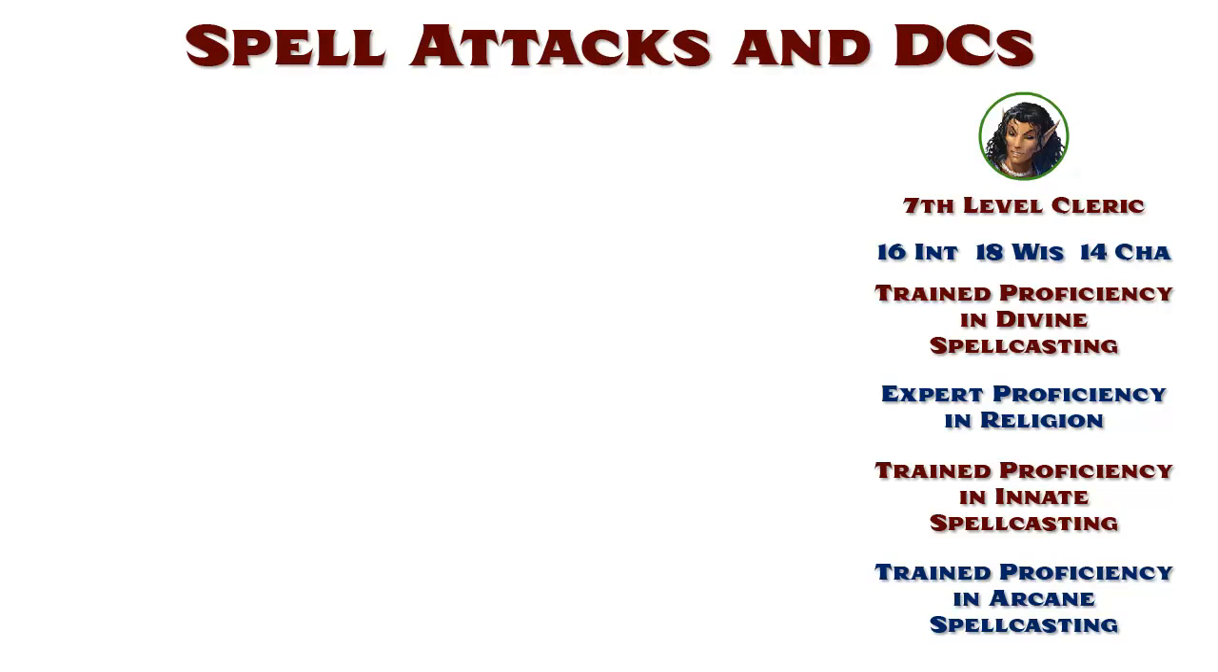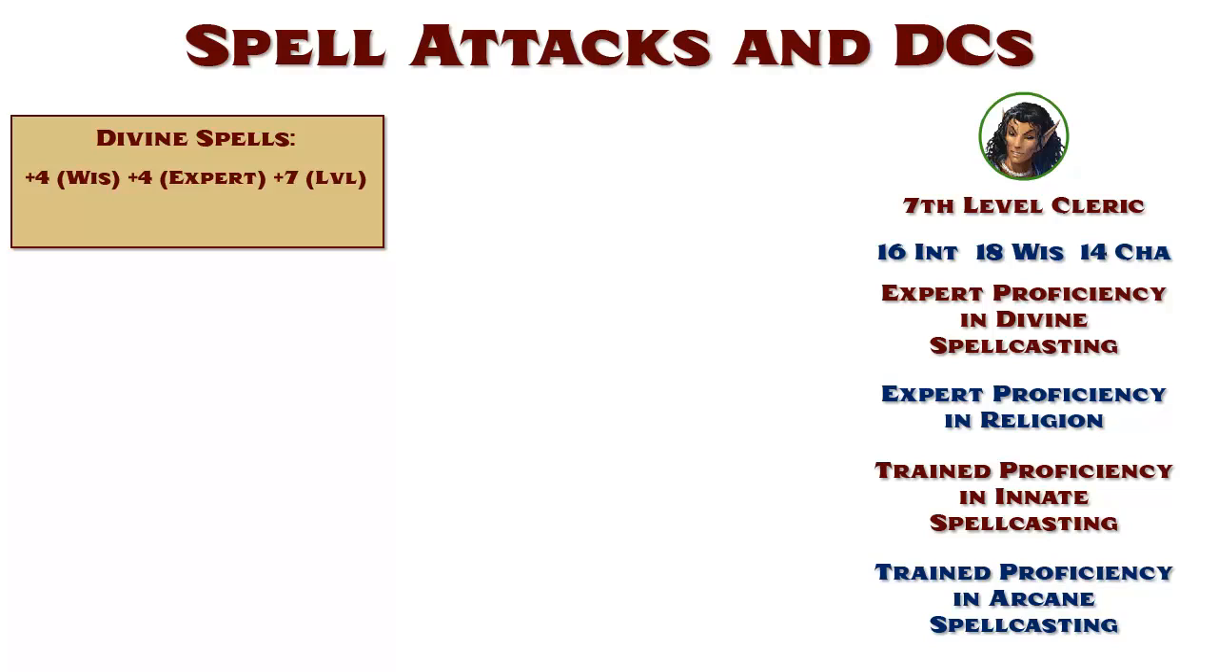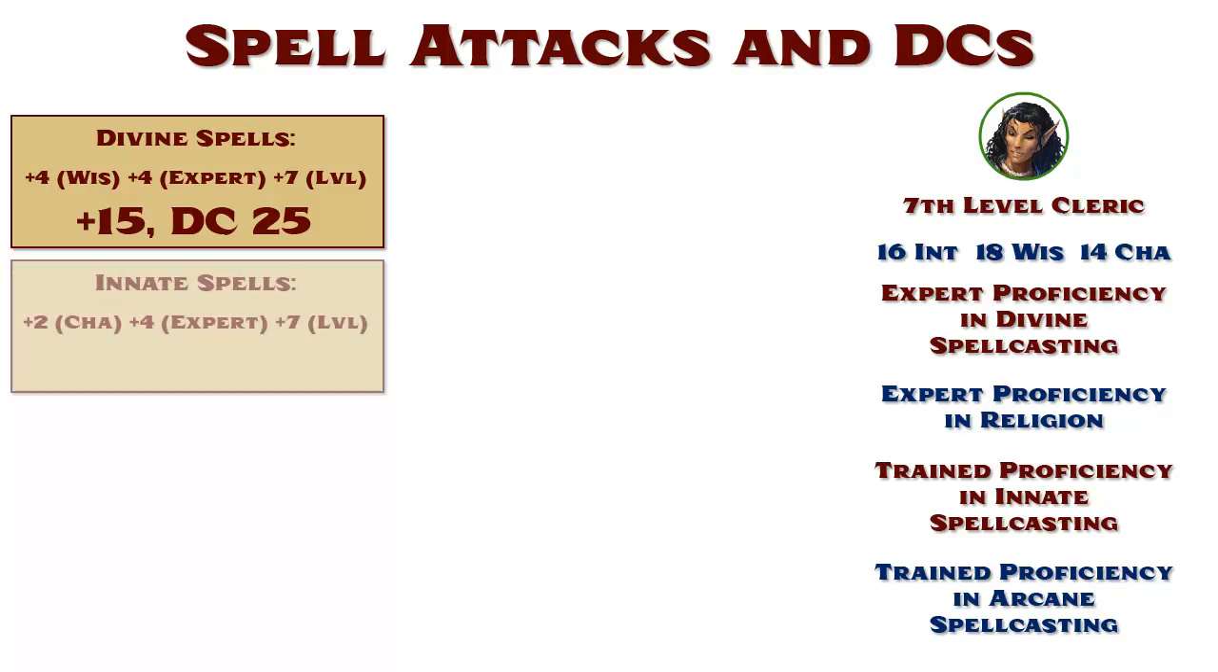And then at 7th level, Lathander gains Expert Proficiency in Divine Spellcasting. Expert Proficiency grants a bonus of 4 plus character level, and so this now makes his spell attack bonus with Divine Spells +15 and a spell DC of 25. He can cast Electric Arc with a spell DC of 23.